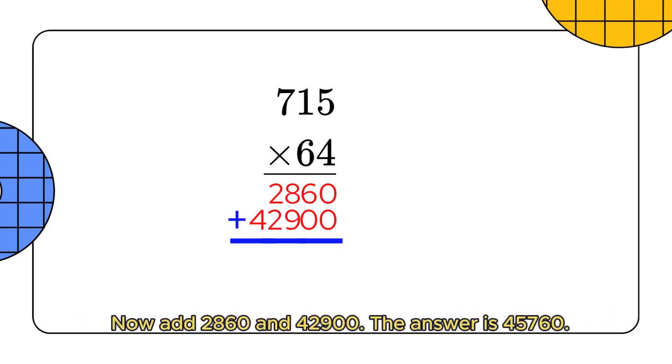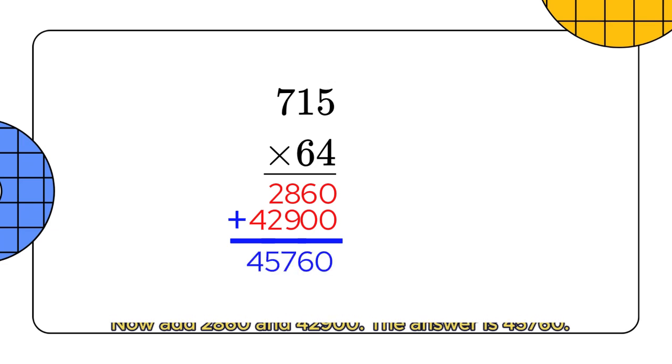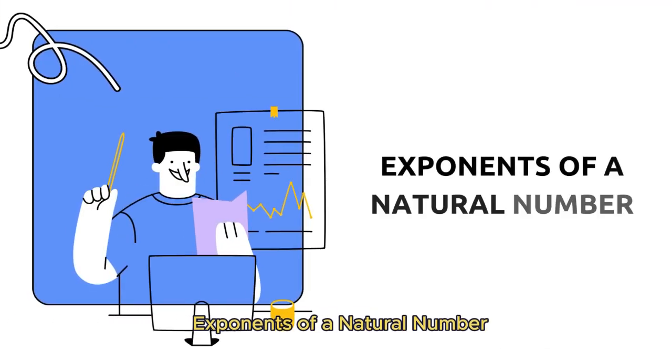Now add 2,860 and 42,900. The answer is 45,760.